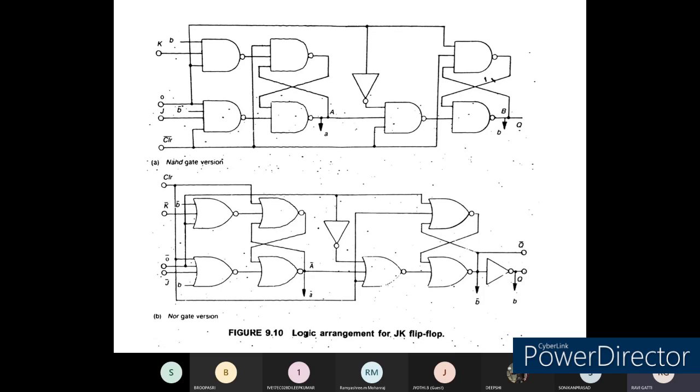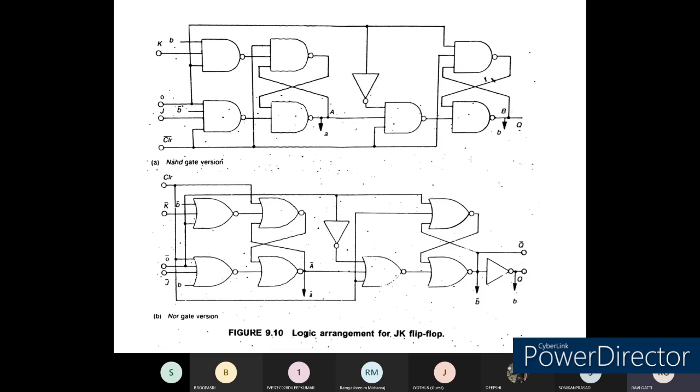The first diagram is the implementation of the JK flip-flop by using an AND gate, and the second diagram represented in this slide is the implementation of a JK flip-flop by using a NOR gate. So you can see there are two combinations: one we call the master and the second one we call the slave. You can see how we are giving the clocking signal, and also the clear signal.